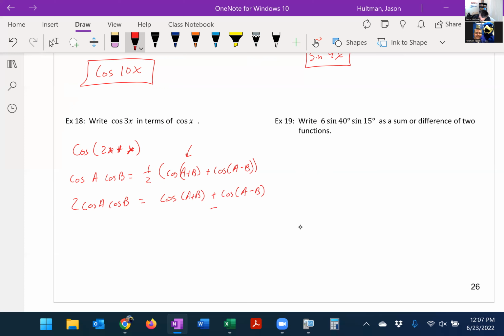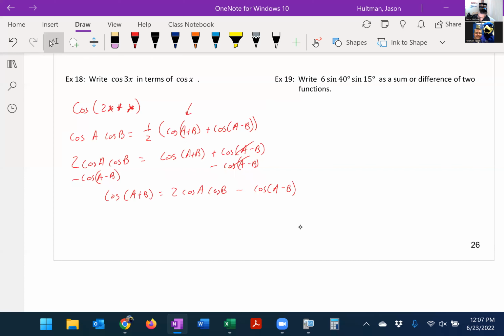So if I subtract cosine A minus B from both sides, I get cosine of A plus B is equal to 2 cosine A cosine B minus cosine of A minus B. Okay, so let's see if this helps.